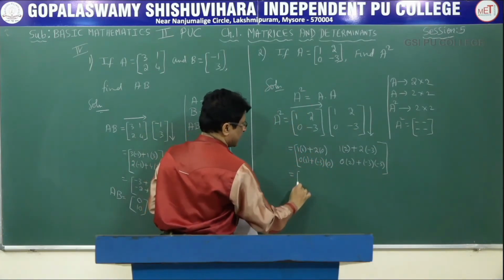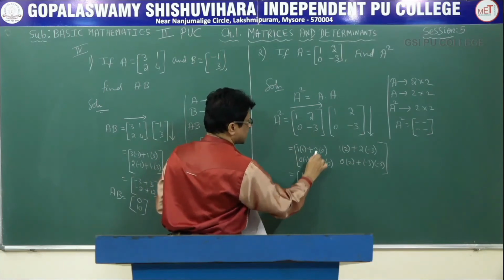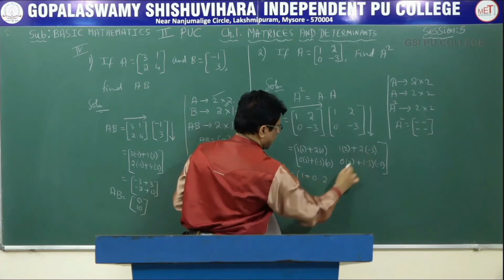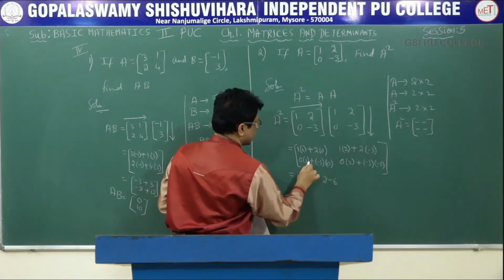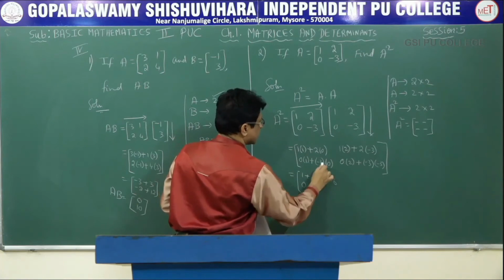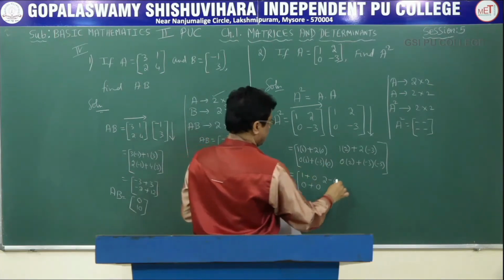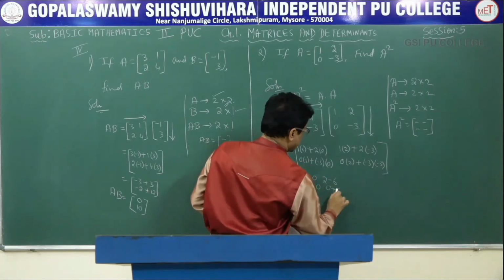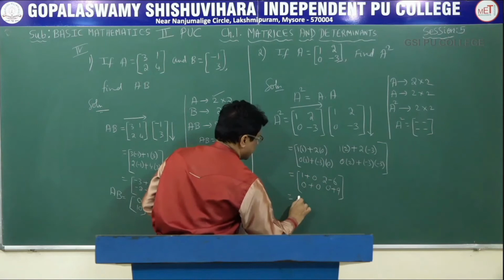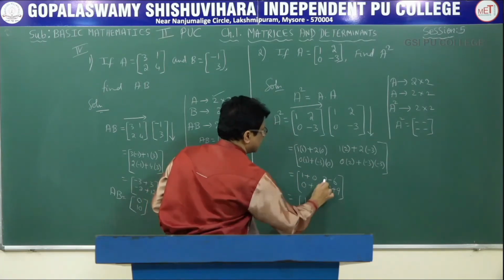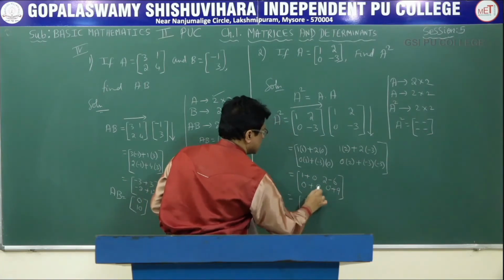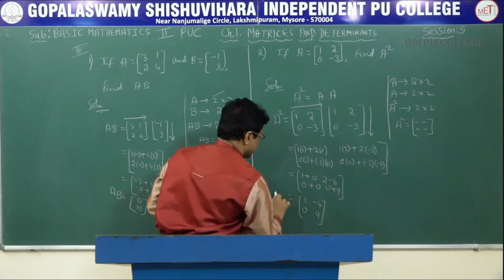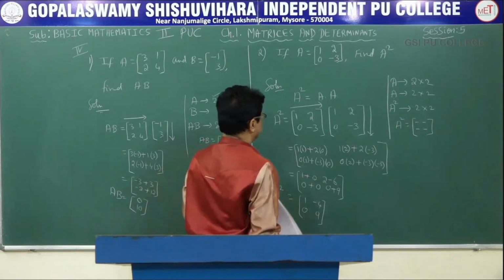So that will be equal to 1 into 1, 1 plus 2 into 0, 0; 1 into 2, 2, 2 into -3, -6; 0 into 1, 0, plus 0 into -3, 0; 0 into 2, 0, plus -3 into -3 is 9. So this will be equal to 1 plus 0, 1; 2 minus 6, -4; 0 plus 0, 0; 0 plus 9, 9. So that is A square.